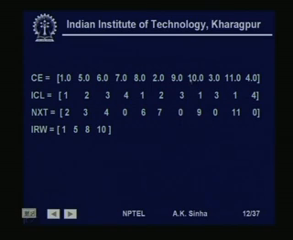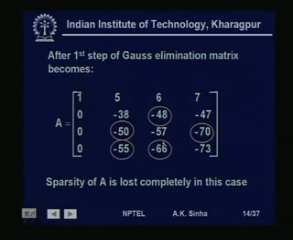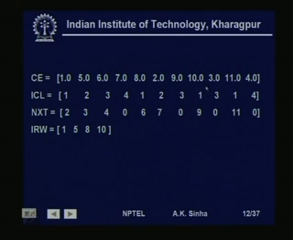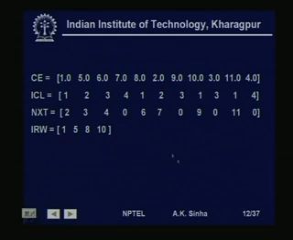Then the eighth element is 10 which is in column number 1, the ninth element is 3 which is in column number 3, the 10th element is 11 and this is in column number 1, whereas the 11th element is 4 and this is in column number 4.